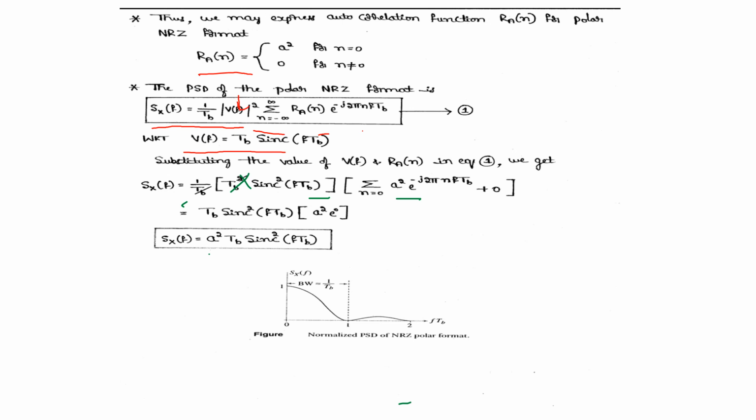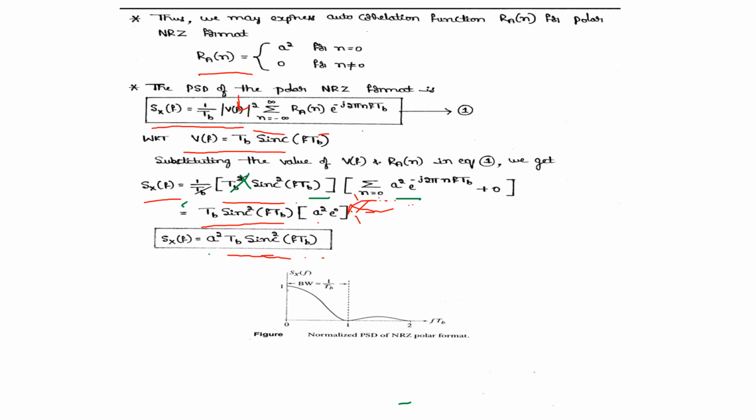Now substituting V of f and RA of n in equation 1, we get Xs of f as 1 by Tb, Tb square sinc square f Tb, and summation with n equal to 0 of A square e to the power of minus j 2 pi f n Tb, plus 0. So this is Tb sinc square f Tb into A square e to the power 0, because n is equal to 0 in this case. So Xs of f is equal to A square Tb into sinc of f Tb, whole square.